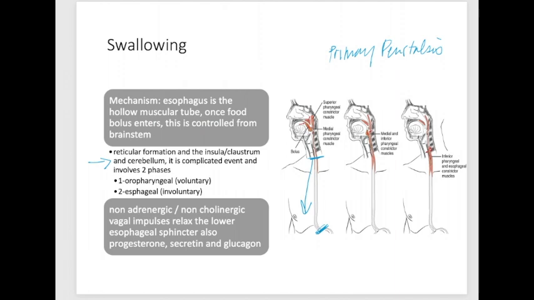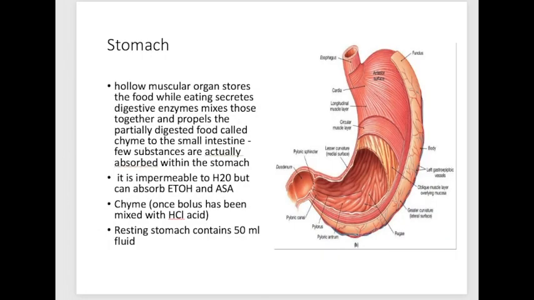Cholinergic vagal stimulation and gastrin, which is a GI hormone we're going to talk about in a little bit, both stimulate the digestion. Next up is the stomach, which is that hollow muscular organ that stores the food during eating, secretes digestive juices, mixes the food with those juices, and propels partially digested food, which we call chyme, into the duodenum of the small intestine.